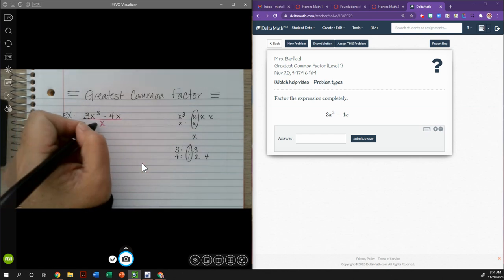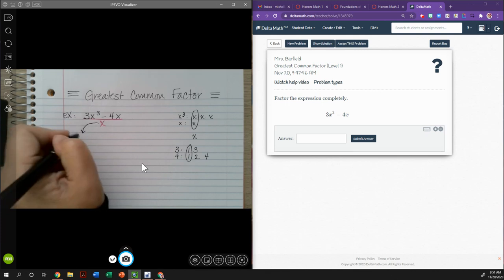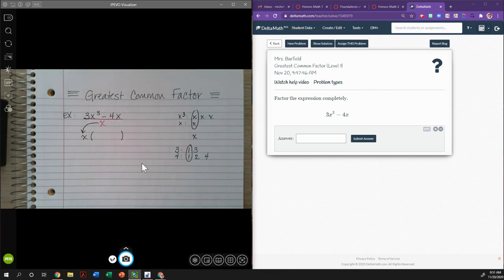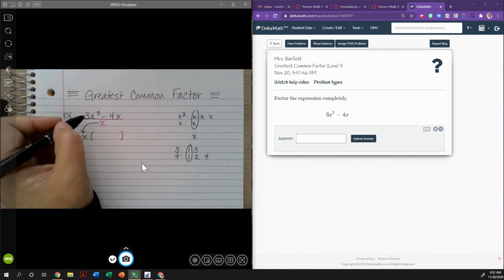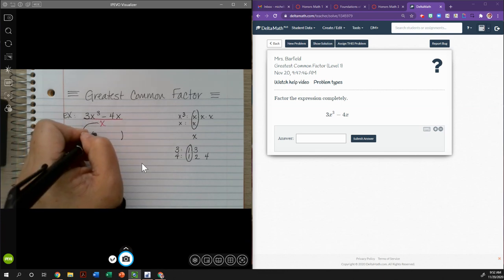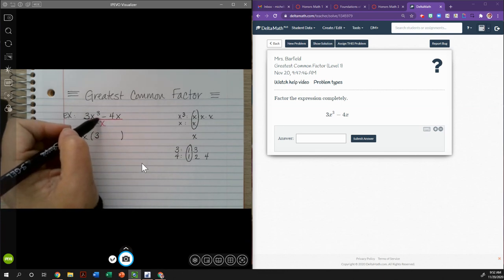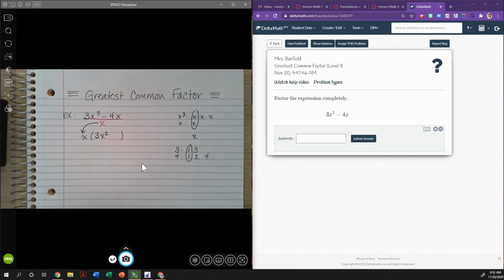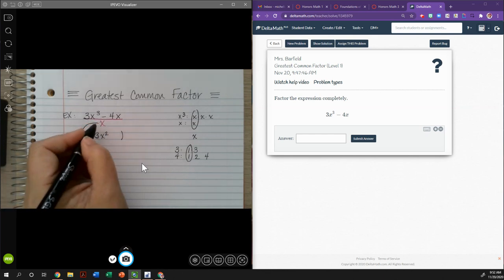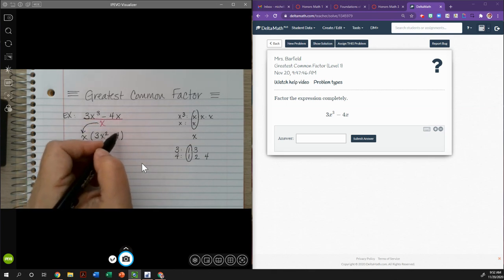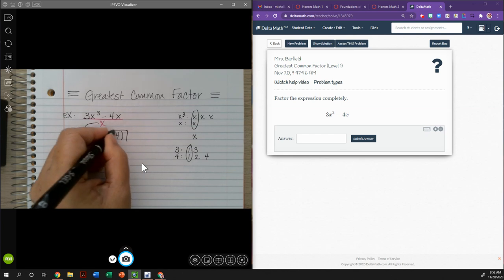Now when I do that, I take the greatest common factor and I write it in front, and then what I have left over from dividing will go in parentheses. Here I take 3 divided by 1, because remember there's always a 1 in front of an x, so that's 3. And then here I subtract my exponent, so 3 minus 1 is 2, so x squared. Then I'm going to take negative 4 divided by 1, so that's negative 4. And 1 minus 1 is 0, so I don't write anything down. And that's my answer.